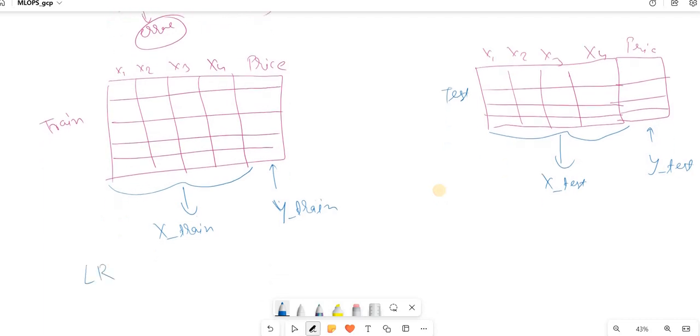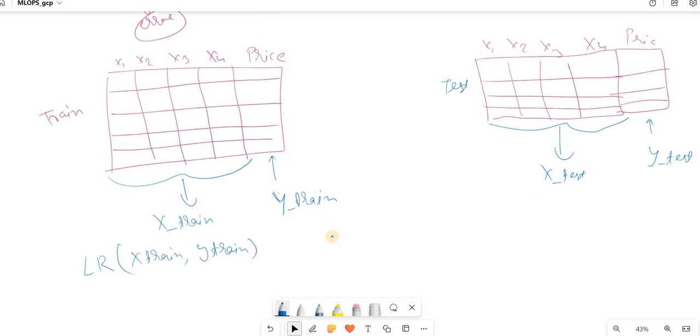I'm writing LR, and I'm training it on the x train and y train. Now my model has trained. So how has my model trained? It has got all these values of x1, x2, x3 and understood this would be the price. Every time one record goes, the value of M and the value of C gets changed. So this is how it learns. Here, training means learning.